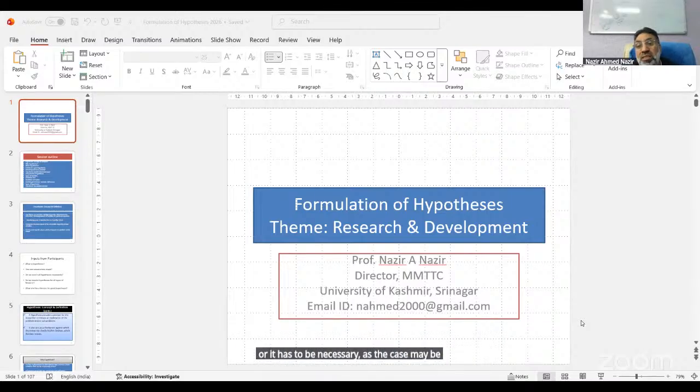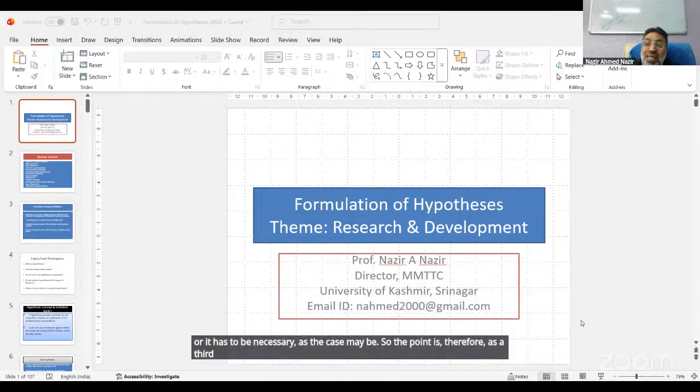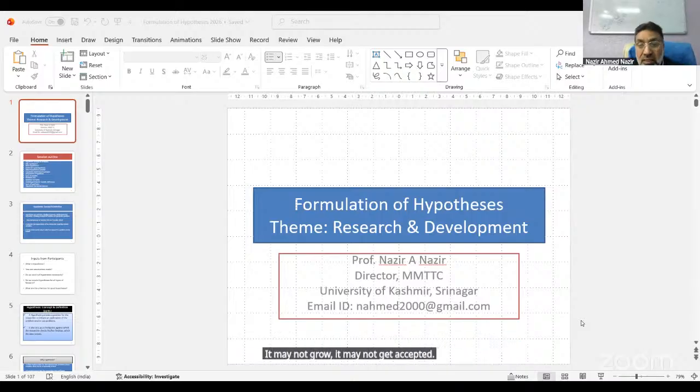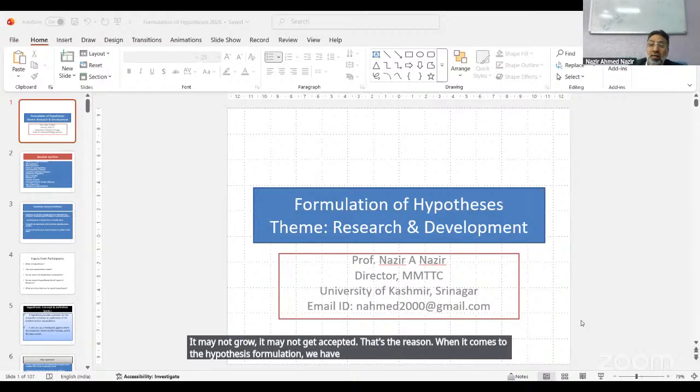So the point is, as a third party, as a researcher, never be confused with the idea that the hypothesis we have formulated has to be necessarily proved right. It may not prove, it may not get accepted. That's the reason, when it comes to hypothesis formulation, we have to always keep in mind the review of literature.